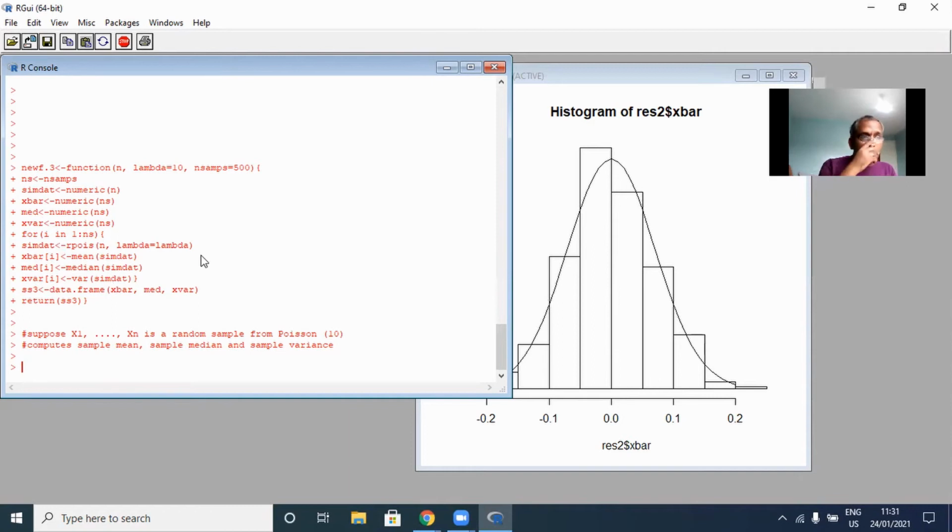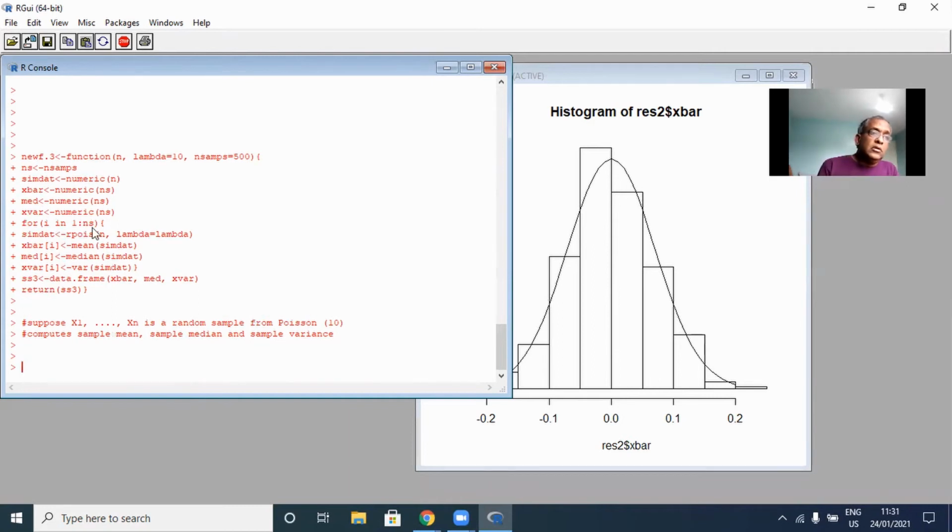So what I'm going to do is show you the distribution of these three for different values of n. Let's start with n equal to 30, and let's call this S3.